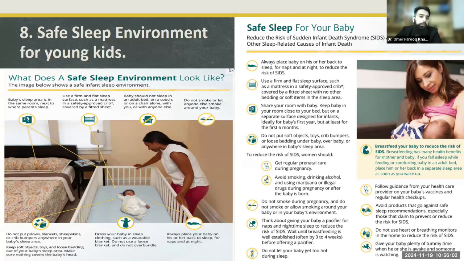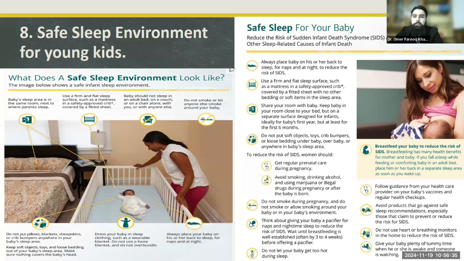Do not smoke or let anyone else smoke around the baby. It is common sense. Always place your baby on his or her back. Dress your baby in very soft and easy sleep clothing such as a wearable blanket. Do not use a loose blanket and do not overbundle, because loose blankets or overbundling may create suffocation for the baby in the middle of the night, because babies keep moving all the time, so they may suffocate themselves with loose blankets or loose clothing.